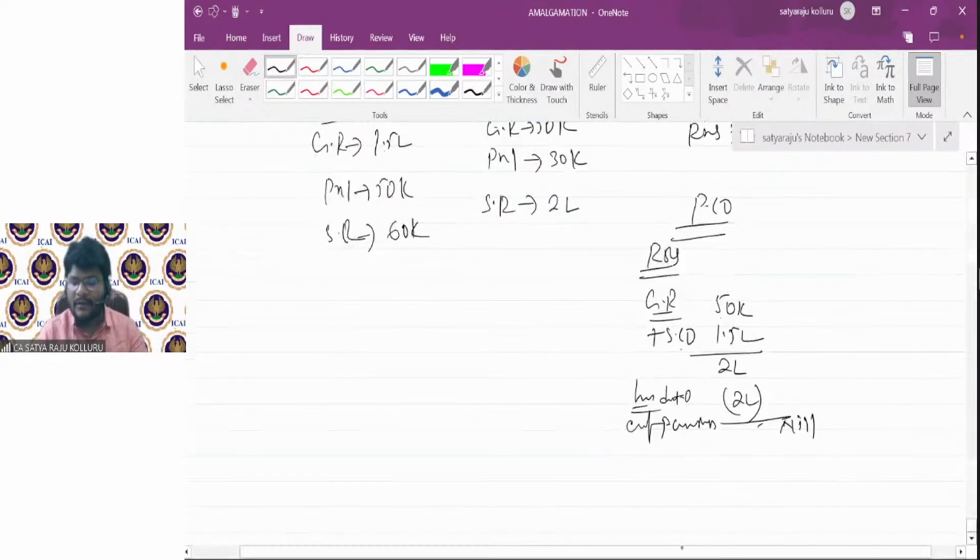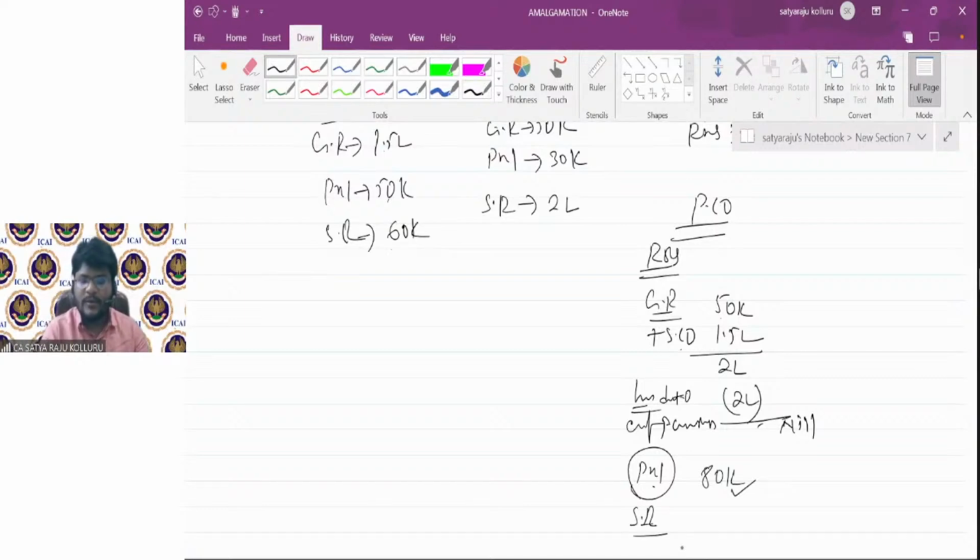Now what about the other reserves, sir? P&L, simple: add line by line, 50,000 plus 30,000, I'm adding completely 80,000. Next, statutory reserves. Sir, here 60 plus here 2 lakhs, total 2,60,000. Like this you simply need to show.